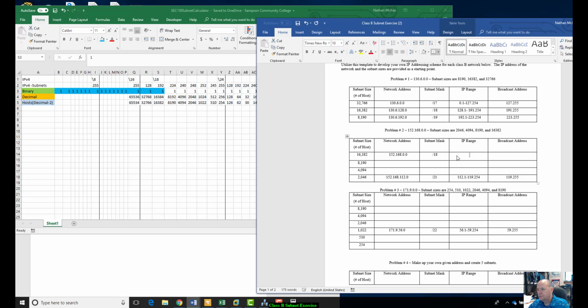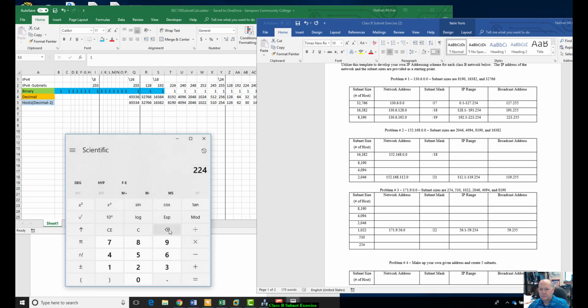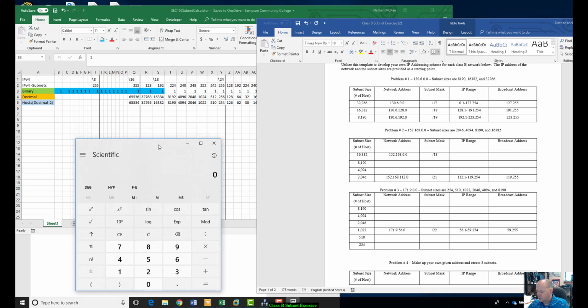So let's do our calculation. All right, so 16,384 total now. Don't look at that. That's hosts. I have to add 2 to that. Divided by 256, 64. So we're going to add 64 to the 0.